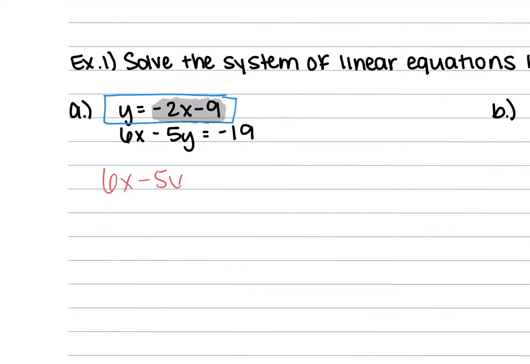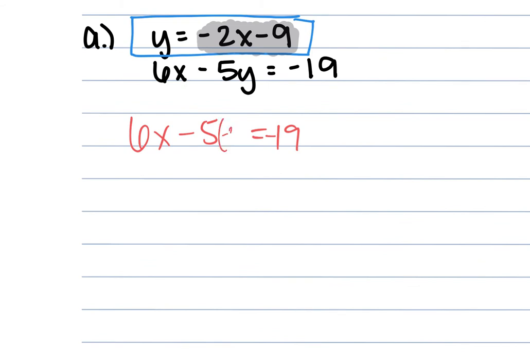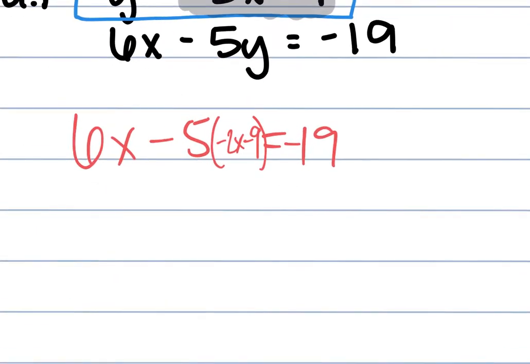6x minus 5y equals negative 19. And wherever we had y, erase it. So erase your y. And instead, what are we going to put in replace of y? Negative 2x minus 9. Because look, isn't y the same as negative 2x minus 9? In order for both of these to be true, we can substitute in this negative 2x minus 9 for the y in the second equation, okay? So erase the y, and in parentheses, put negative 2x minus 9.